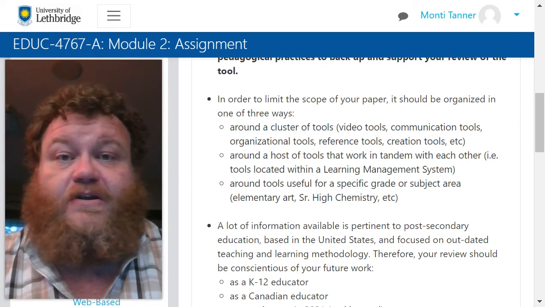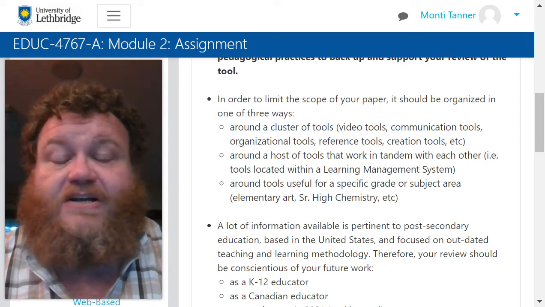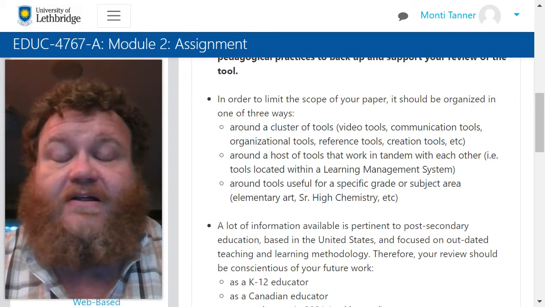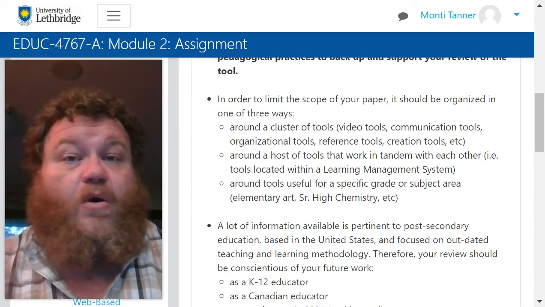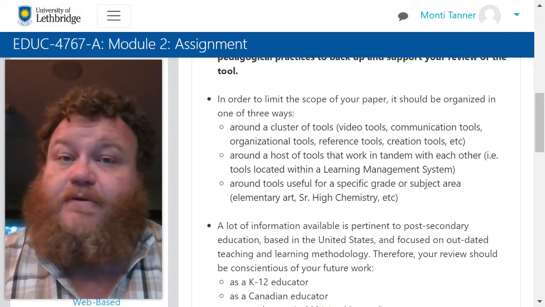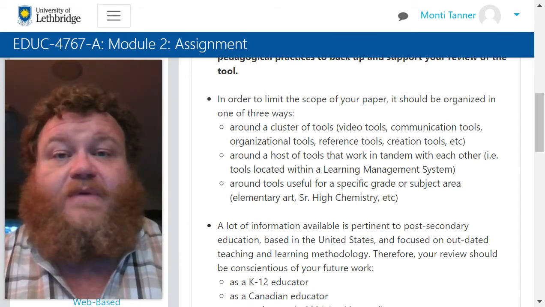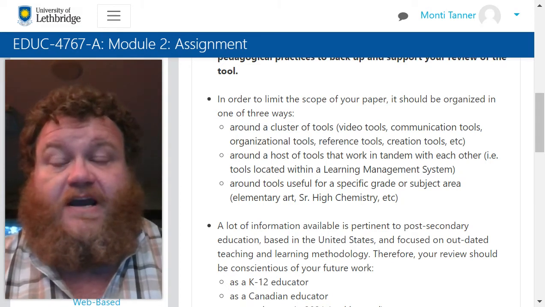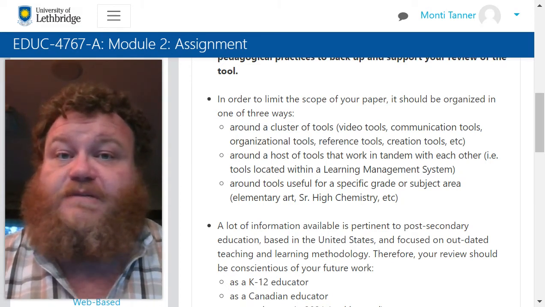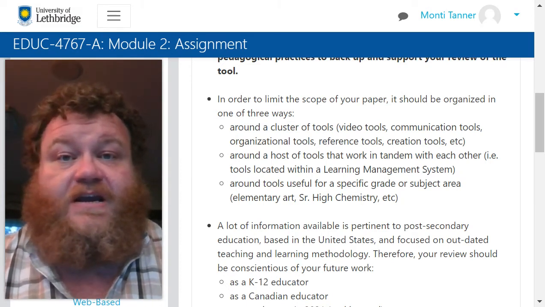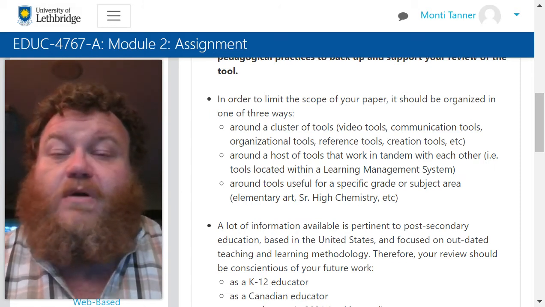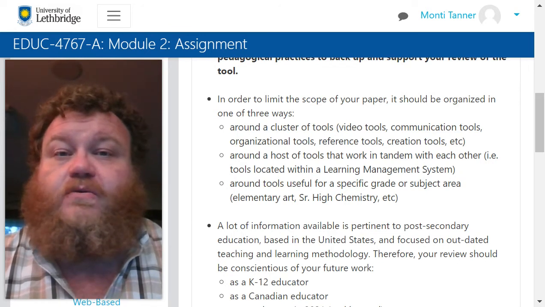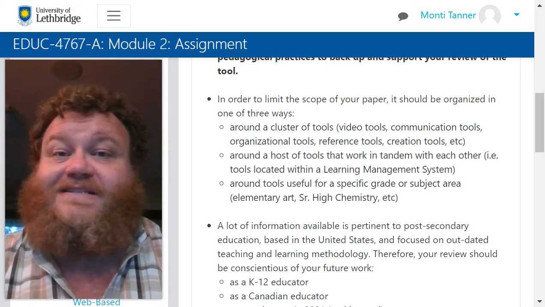So for example, you could look at a learning management system like D2L. You could look at all the different tools that are housed within that. Or, and this is something that many people choose, maybe it's around a specific subject area. So for example, if you know in your next practicum that you're going to be teaching grade 8 science and you're doing a specific unit, what if you focused on 5 different tools that you could use for that assignment?